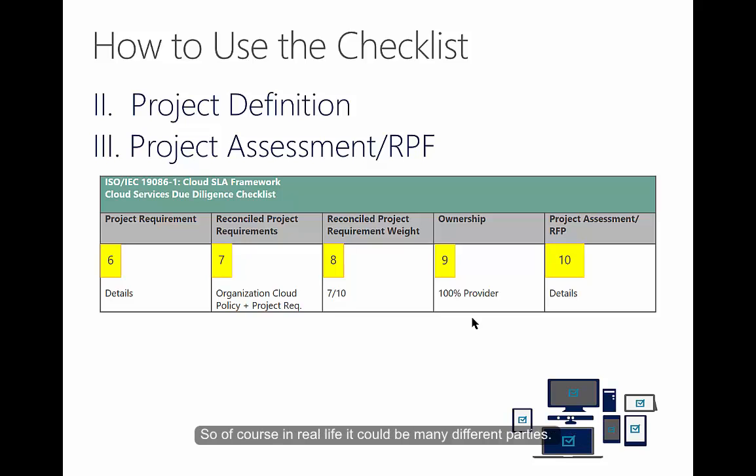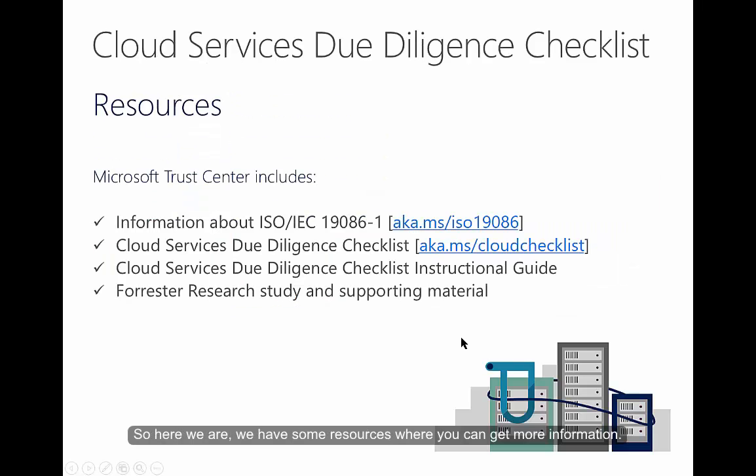So of course, in real life, it could be many different parties. It could be a system integrator involved. It could be a customer. It could be a provider. But this is where you start to think through who's responsible for what. And once you know that, then the last step of the process, which is step 3, at the project assessment and RFP level. This is where you're going to start thinking about comparing different providers and comparing different options in terms of performance. This is something that we expect our customers to be able to handle, and which is a normal process.